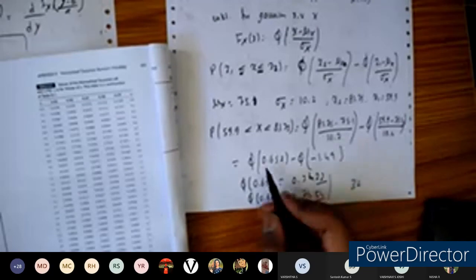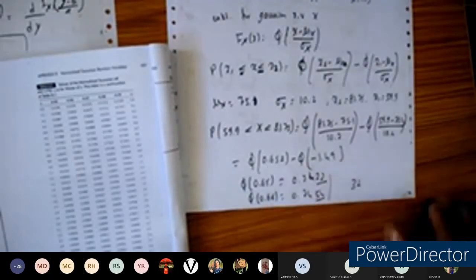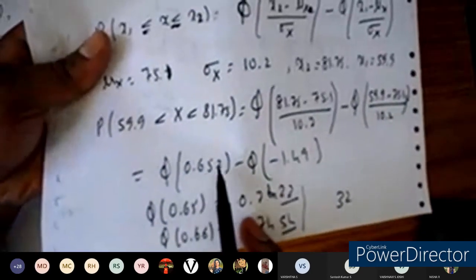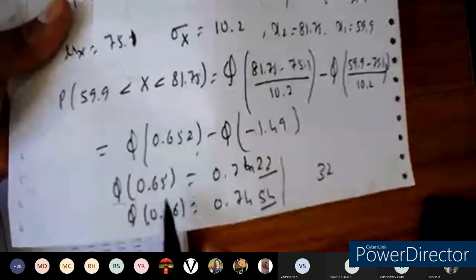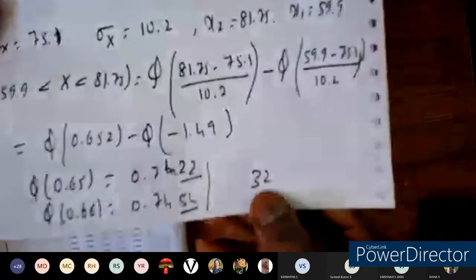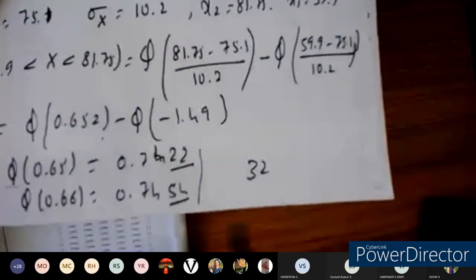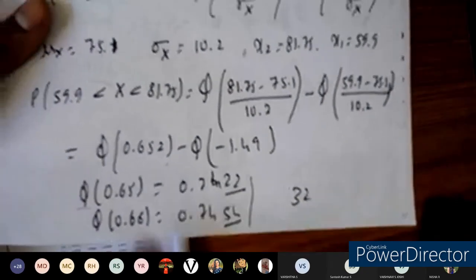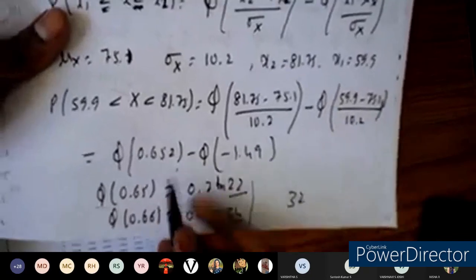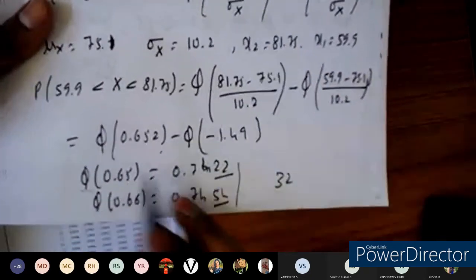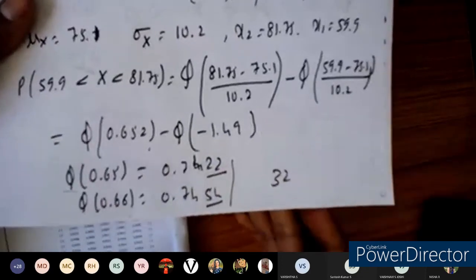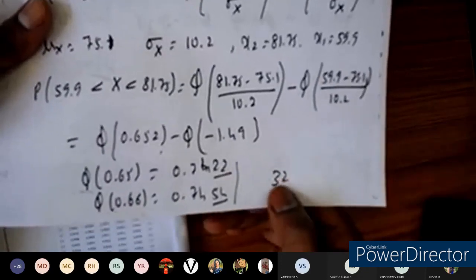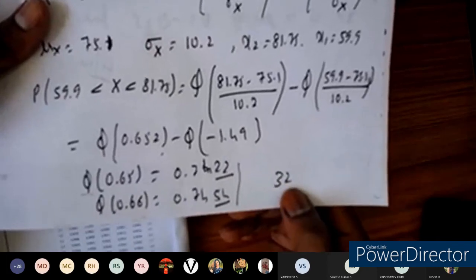In the table, we don't have the exact value of 0.652. So what I did is I took the values of 0.65 and 0.66. The difference between these two is 32 points, the last two decimal values I have taken. And for 0.652, you multiply the extra number, like you can make it a percentage. So 0.2 into 32 will become 6 point something.